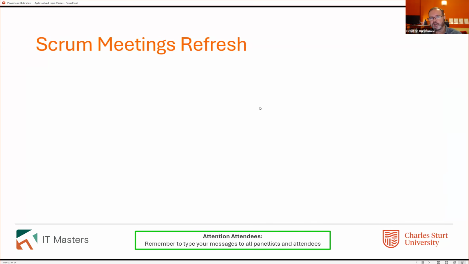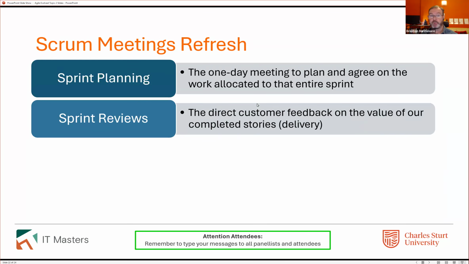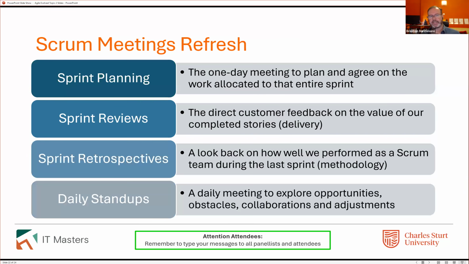So here's a quick refresh of all the 4 meetings. We talked about sprint planning, the one-day meeting to agree on the work that's being done. We talked about sprint reviews, which is customer feedback on the deliverable work. We talked about retrospectives, which is our inward analysis of how well we're performing, and the daily stand-ups, which is a daily search for collaboration needs or opportunities, and then get on with it.